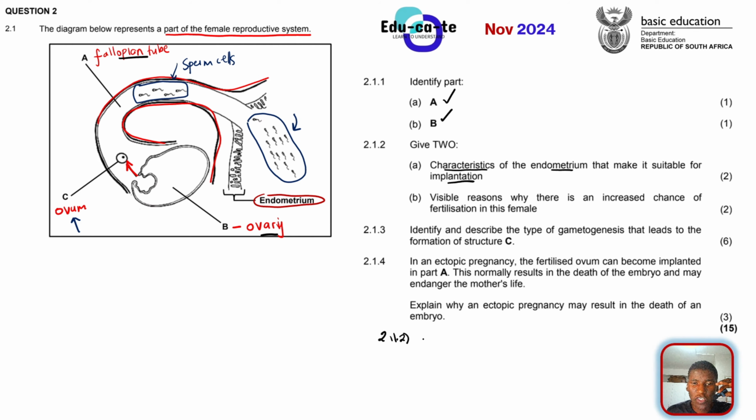So we can say 2.1.2. The endometrium, it is what? It is thick. The fact that the endometrium is thick means that it will be able to cushion the blastula when it grows, because if you are on top of something thick, you will feel more comfortable. Just like your mattress is thick. When you sleep on top of it, it is more comfortable than sleeping directly on the floor. So the endometrium is thick. That's one of the features that makes it suitable for implantation.